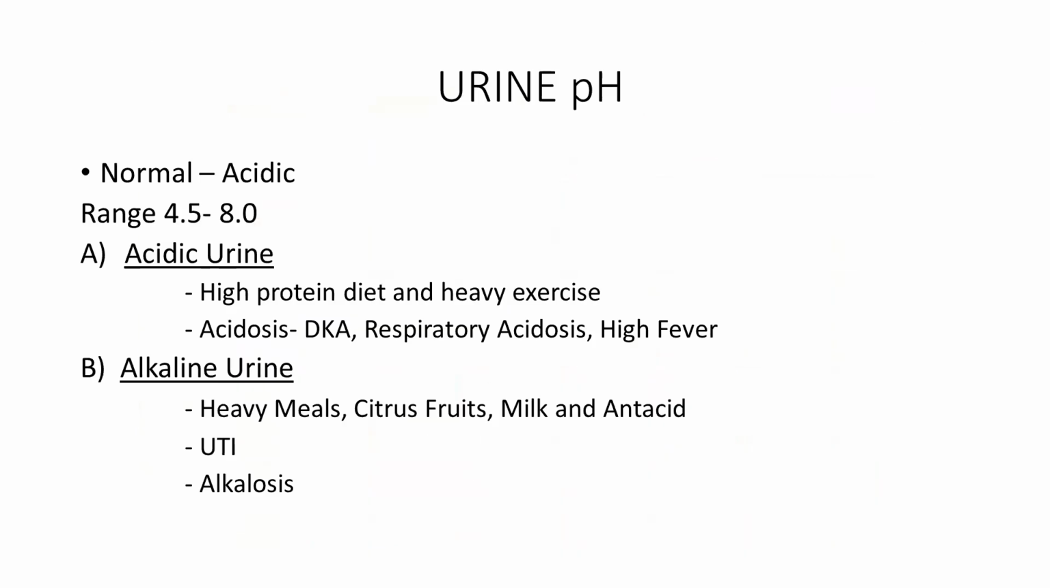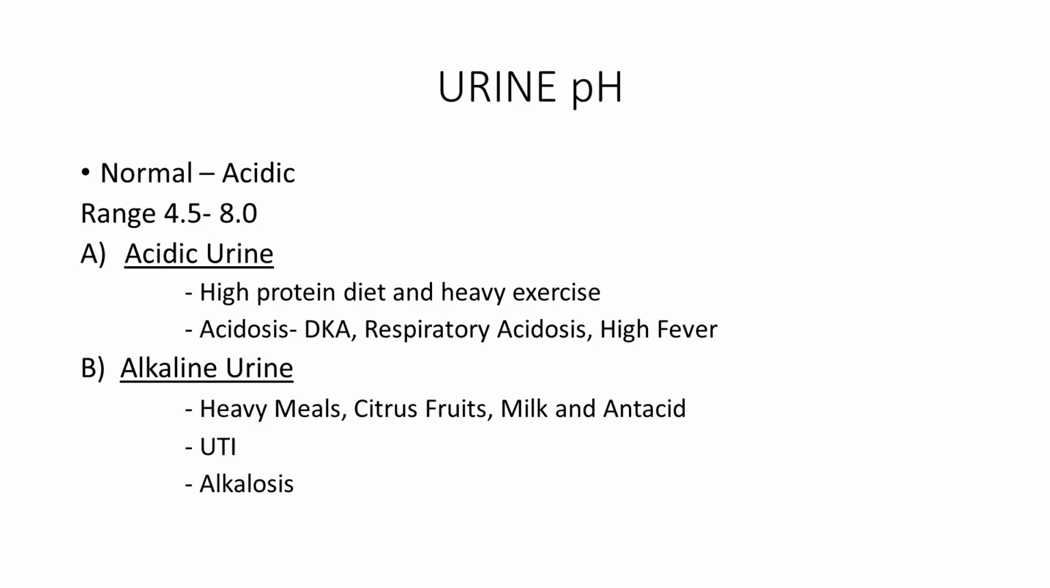pH. A normal urine pH is acidic, ranging from 4.5 to 7.5 or 8. Acidic urine is usually seen in patients who are having a high protein diet or after heavy exercise, or it can be in acidosis due to any cause like diabetic acidosis, respiratory acidosis, or high fever.